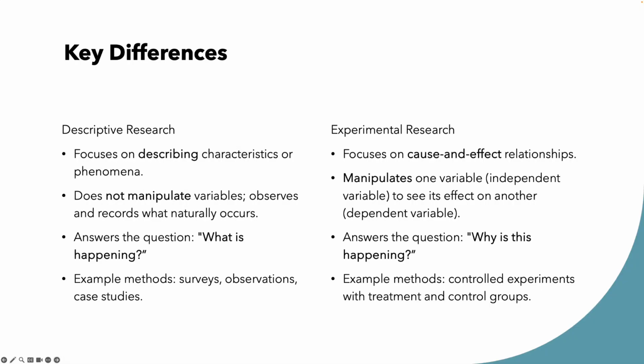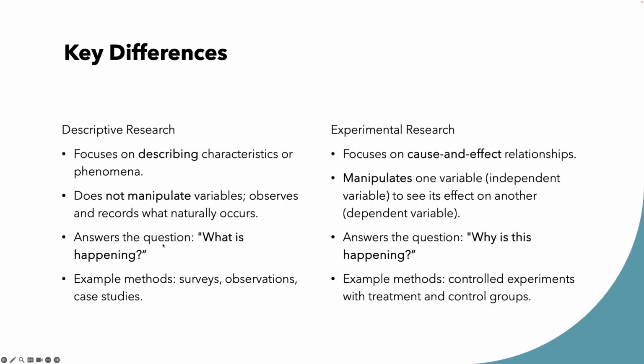So if you want to know what those key differences are, here they are. So we have descriptive research and experimental research. This one focuses on describing. This one focuses on cause and effect. This one we do not manipulate. This one we do manipulate variables, right? So very, very different types of research.